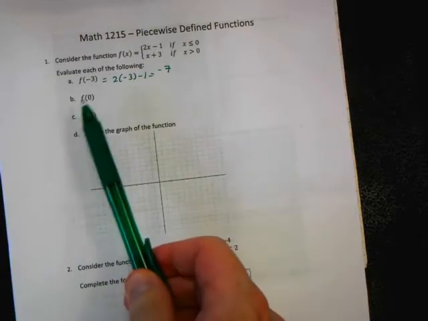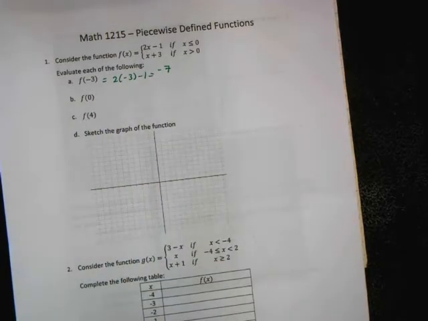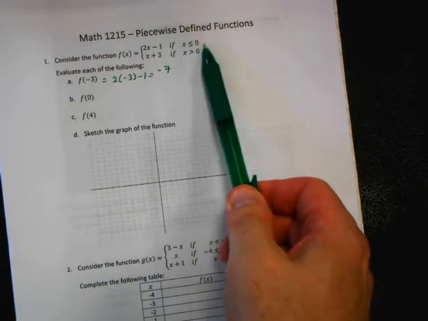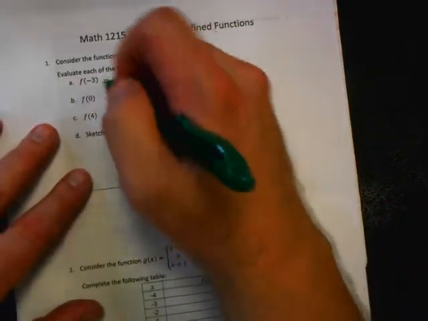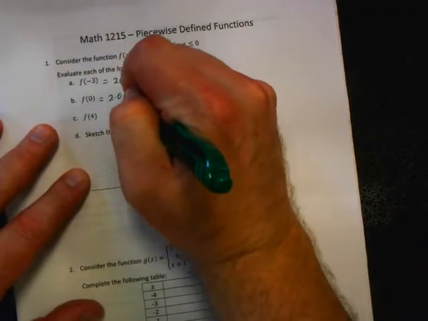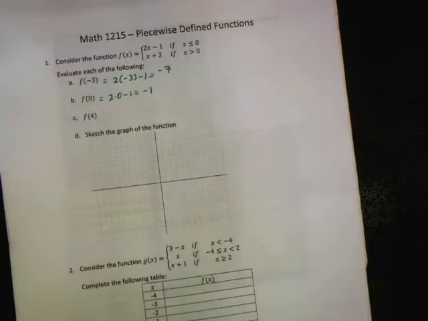How about f at 0? I use exactly the same one because this one is the one that has the equal to. So the equal to is here. I take 0, I plug it into there. 2 times 0 minus 1, that's minus 1.